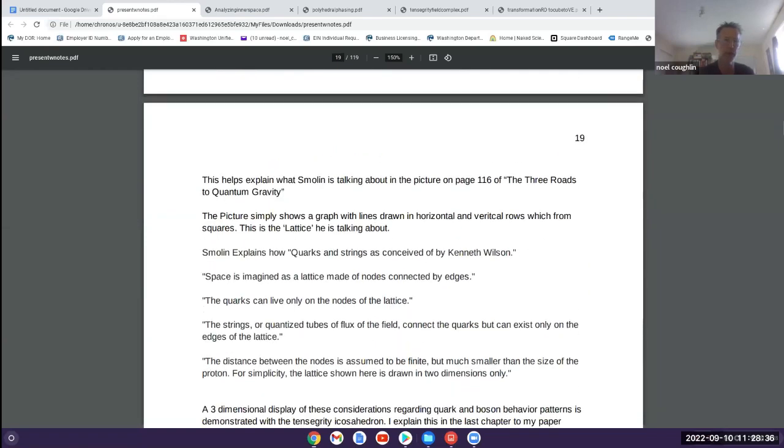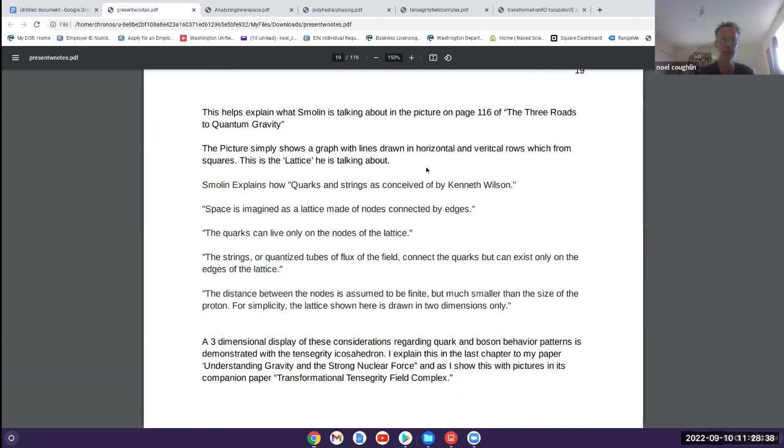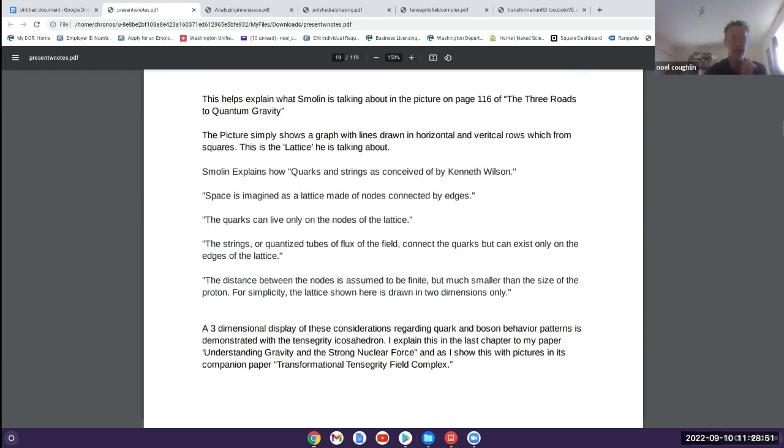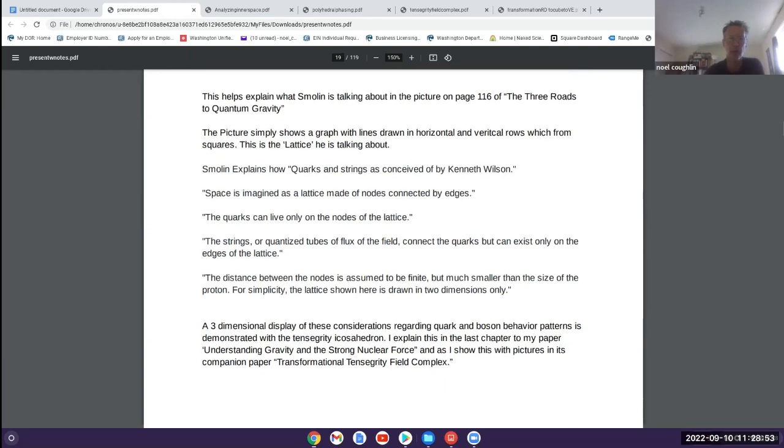This helps to explain what Smolin's talking about in the picture on page 116 in his book, Three Roads to Quantum Gravity. The books I'm mentioning today are all downloadable. I put them on the FSI website. The picture simply shows a graph with lines drawn in horizontal and vertical rows which form squares. This is the lattice which he's talking about.